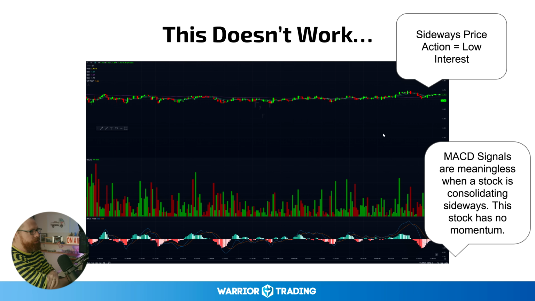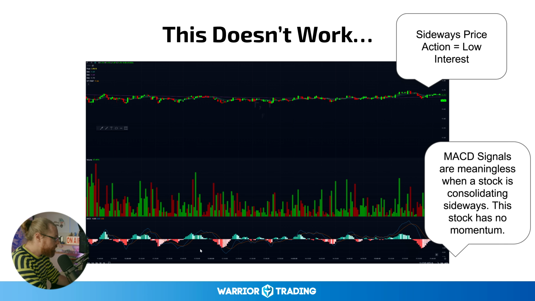Now, this is an example of a chart where the MACD would not work at all. So remember when I said it's very important that the instrument that you're trading has high relative volume. This is an example of Ford Motor Company. And on this particular day, it does not have high relative volume. There's nothing happening. The price is going sideways.